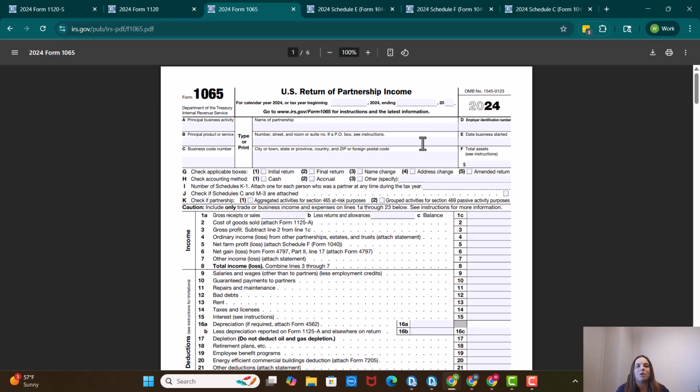Everything is going to be federal. So this is Form 1065, and this is the U.S. return for a partnership. And this is an informational only return. Generally, partnerships don't pay income tax at the partnership level. What ends up happening is when we have 2 or more owners in a business, we have to divvy up the income among the owners or divvy up the loss.